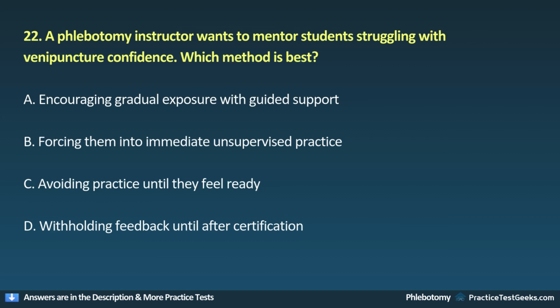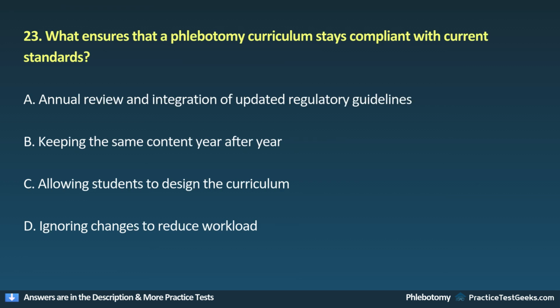22. A phlebotomy instructor wants to mentor students struggling with venipuncture confidence. Which method is best? A. Encouraging gradual exposure with guided support. B. Forcing them into immediate, unsupervised practice. C. Avoiding practice until they feel ready. D. Withholding feedback until after certification.